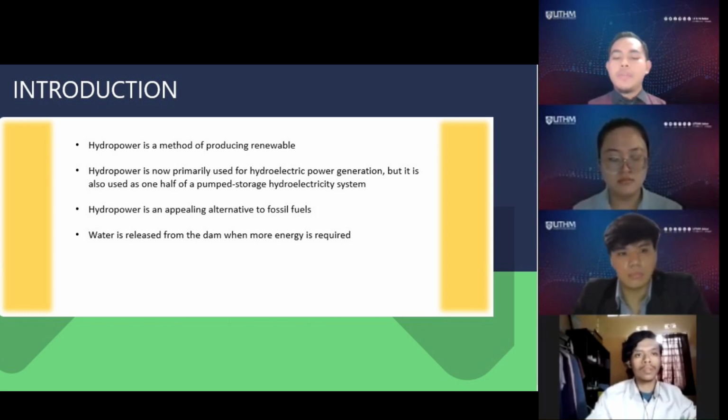One of the most advantageous points is that hydropower is an appealing alternative to fossil fuels, because it does not emit carbon dioxide or other pollutants into the atmosphere and provides a relatively consistent source of power. And that's all from me. Thank you.